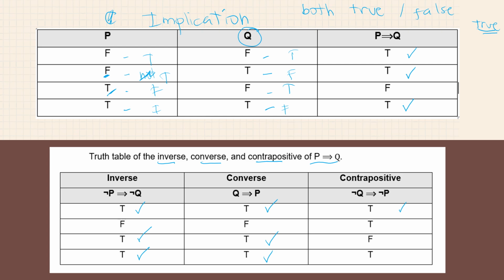Then the second one, if not Q, then not P. This will be the conclusion, that's why it's true. Then the third one, if not Q, then not P. The conclusion will be false. That's why it's false. Then the last one, the contrapositive, if not Q, then not P will be true because they're both false. Both propositions are false.